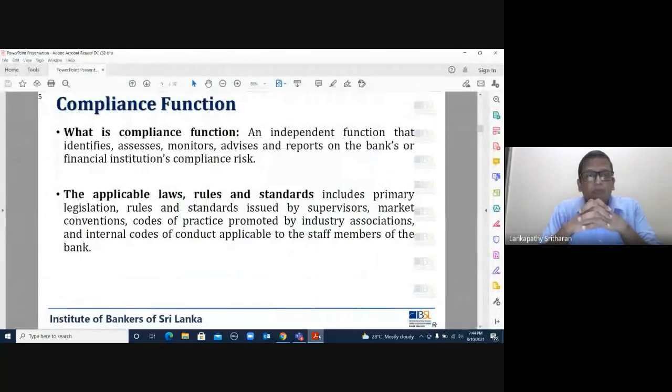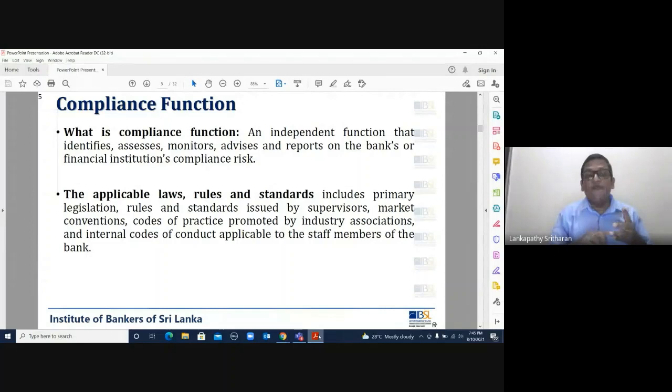Like the risk management function, in banks and financial institutions there is a separate function called the compliance function. This is also one of the second line of defense categories. The compliance function is an independent function that identifies, assesses, monitors, and advises as well as reports on the bank's and financial institution's compliance risk. I have already mentioned that this compliance function is always focused on compliance risk.